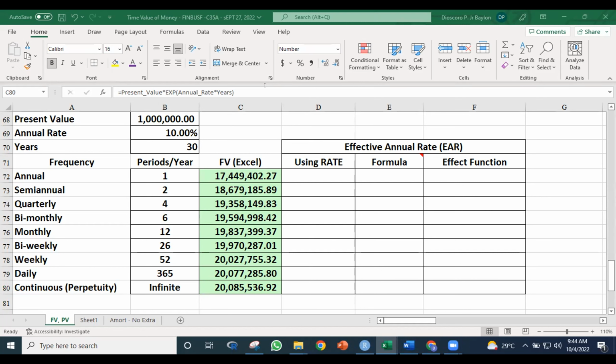Who got semi-annual 18,679,185? Anyone? Okay, sige. Fiona, may I request you to please share your screen and kindly explain to the class how you got the 18,679,185?